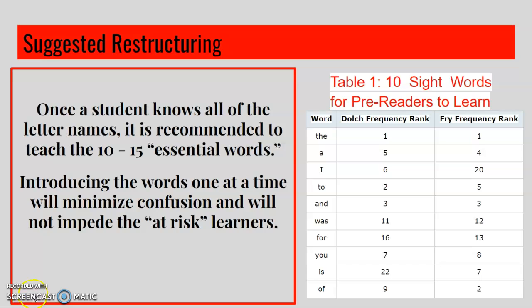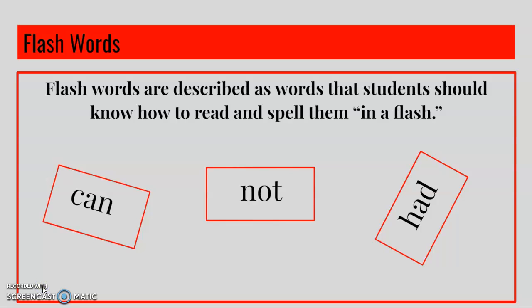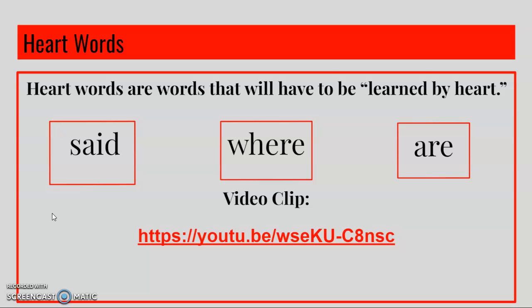Flash words are described as words the student should know how to read and spell in a flash. There are 60 one-syllable words with short vowel spelling patterns, and 60 one-syllable words with R-controlled, long, and other vowel spellings. Heart words are words that will have to be learned by heart. Take a look at this video clip.